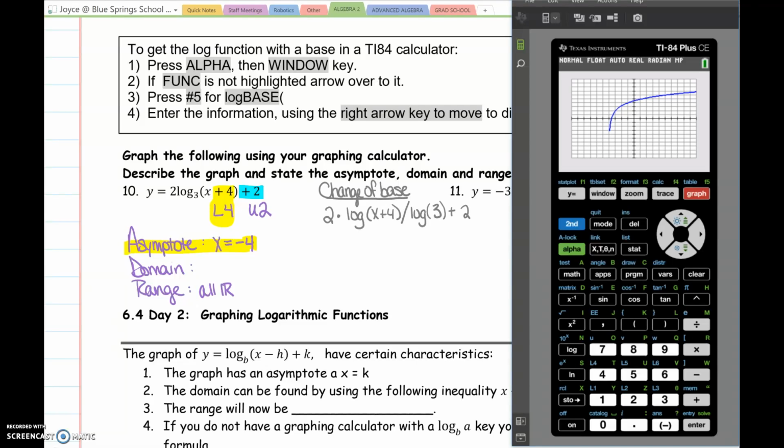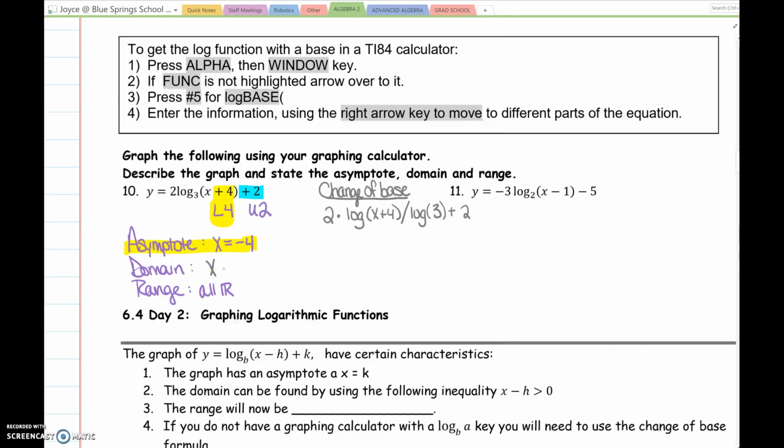So when you push graph, you get this picture. And the asymptote is kind of weird. As you approach a vertical asymptote, these graphs kind of freak out. So it doesn't look like it continues, but it actually does continue getting closer and closer to that asymptote without touching it and without crossing it. So from this picture, you can definitely see that the asymptote is x equals -4. All of the points are to the right of that asymptote, so our domain is x is greater than -4.